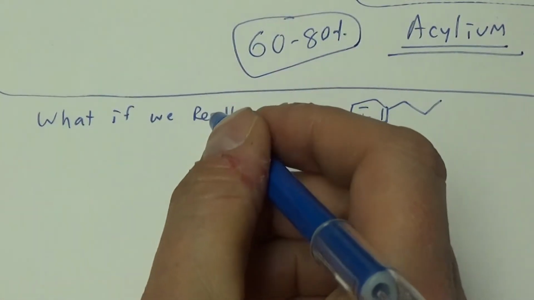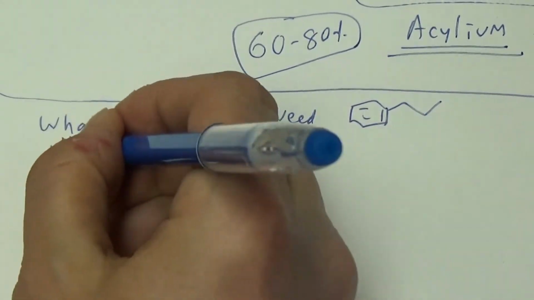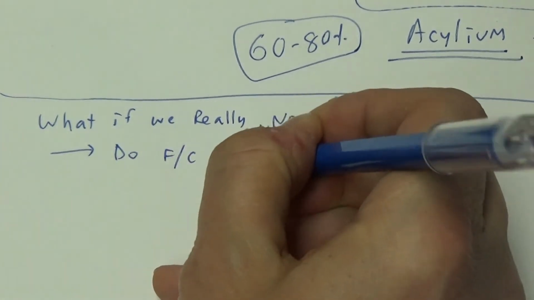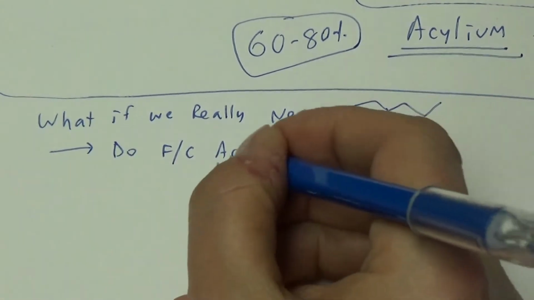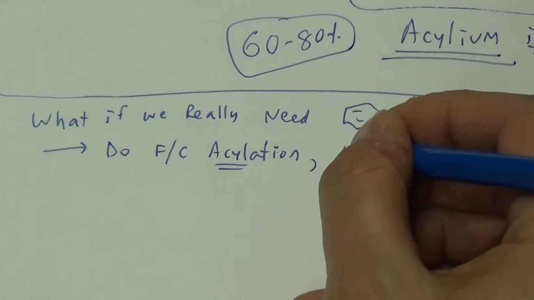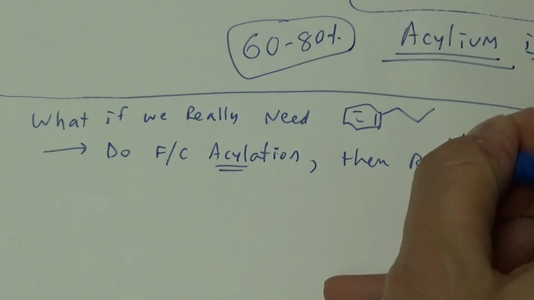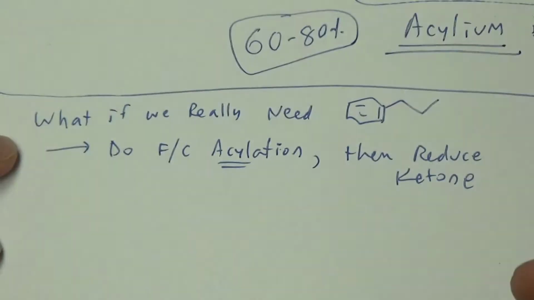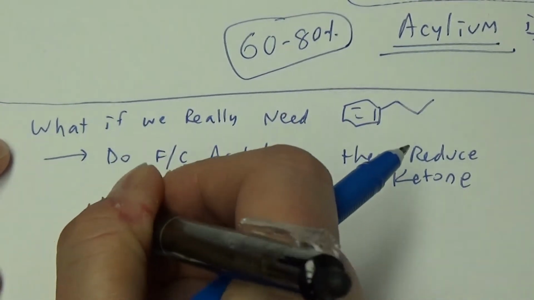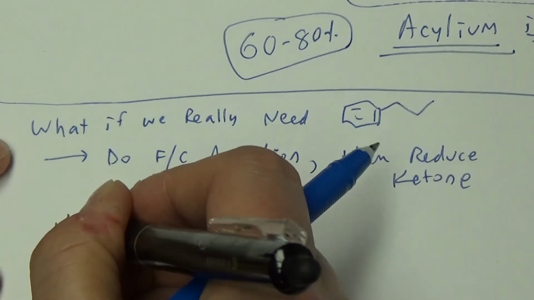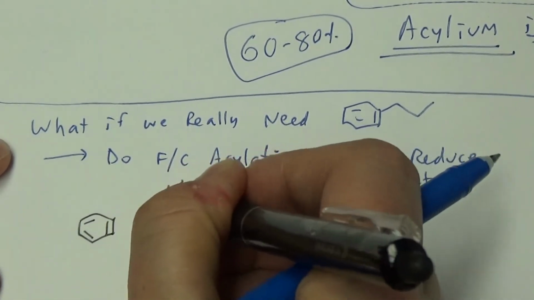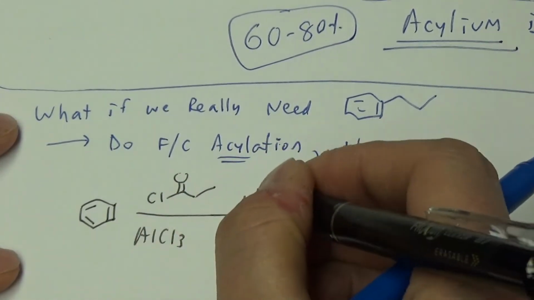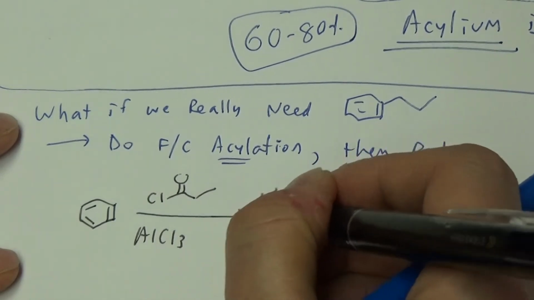Okay, so what we do is a Friedel-Crafts acylation, which makes a ketone. Acyl is ketone, and then reduce the ketone off. Then we can reduce the ketone off. So the solution is basically we're going to take benzene, do the Friedel-Crafts acylation, AlCl3. That makes the propyl ketone.